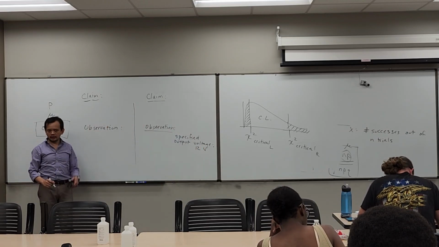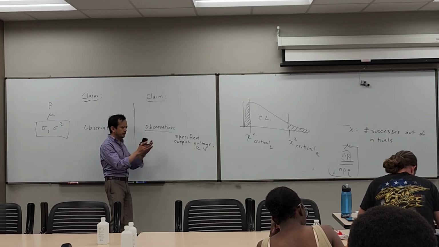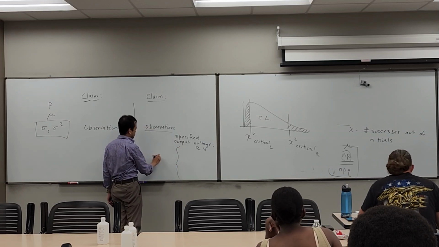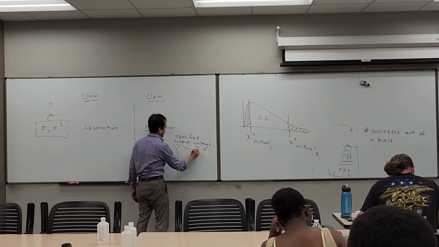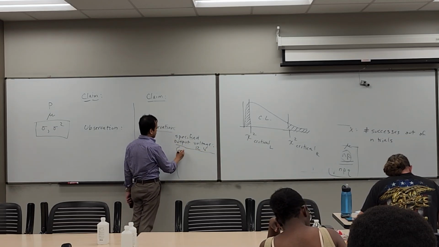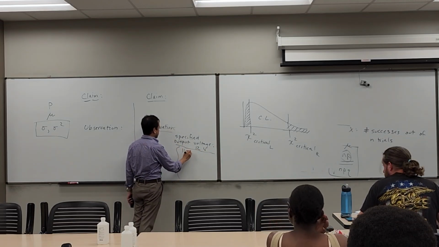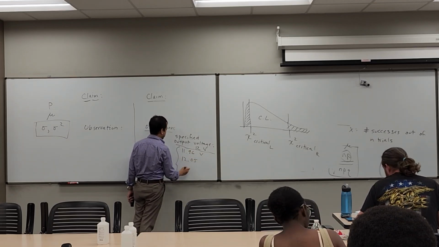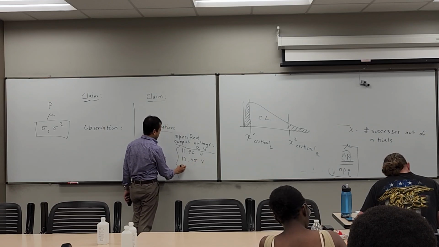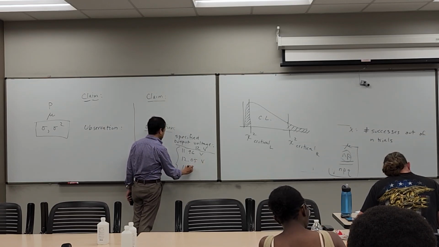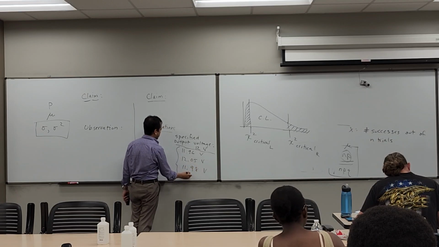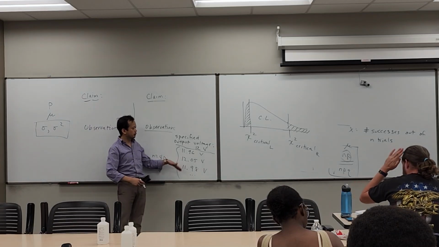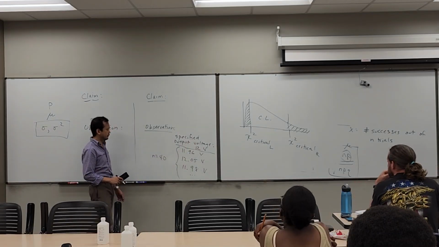And of course, not every device will be exactly 12 volts. There's going to be some variation around that. So let's say that you inspect 40 devices. And let's say one is 11.96, one is 12.05, one is 11.98, and so forth. So you have all these voltages that are around the true specified voltage of 12 volts.